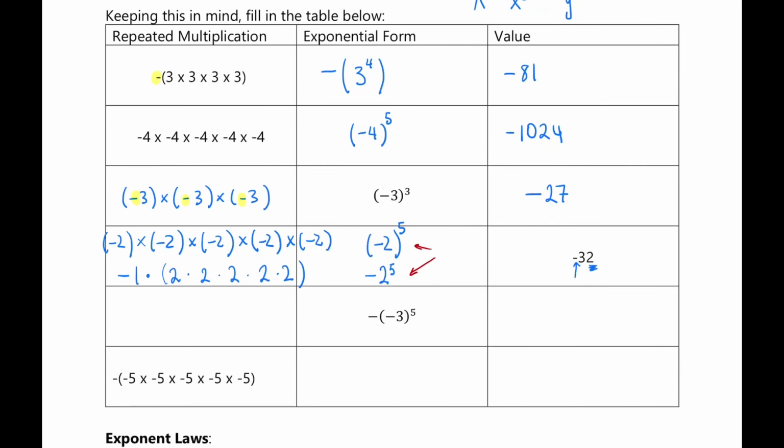All right, next one. Negative times negative 3 to the power of 5. Let's first rewrite that into repeated multiplication. So we have negative 1 outside. Negative 3, 5 times.